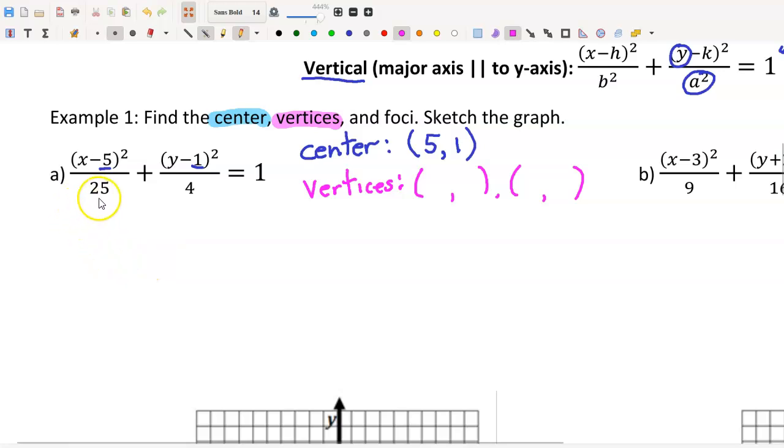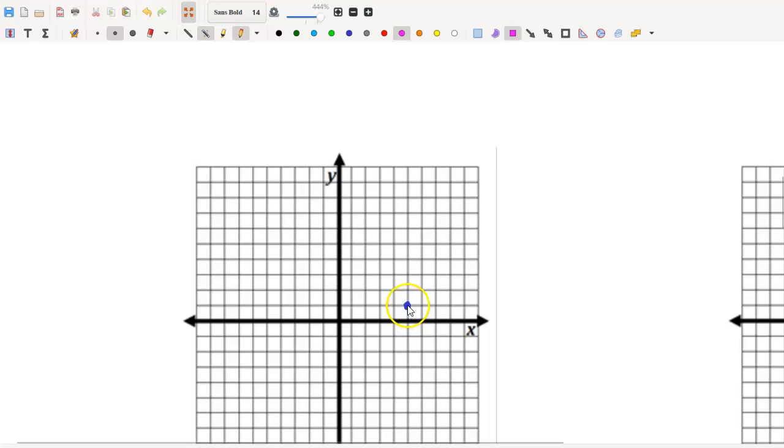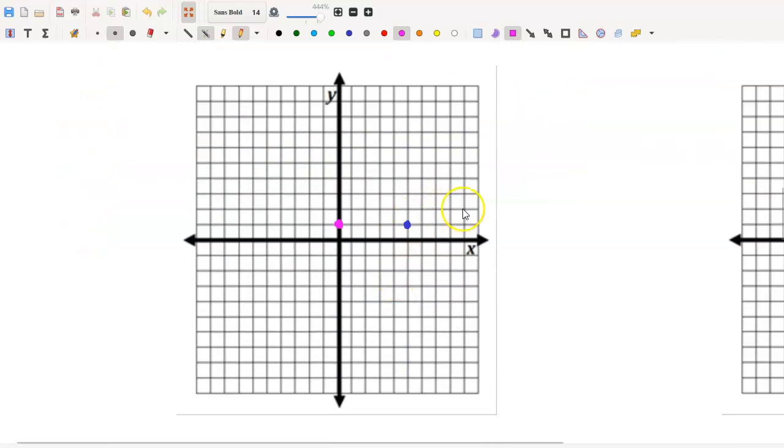And that's where you use this value, this a squared value, which is 25. So the a value must be 5. Okay, so we're going to go left 5 and right 5 from the center. So just go over here, your graph, left 5 would be here at 0, 1. And then if you go right 5, it'll be at 10, 1.